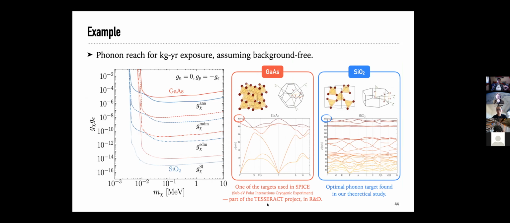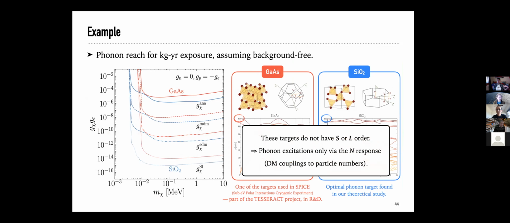Cool. So in terms of experiments, gallium arsenide is one of the targets used in the SPICE experiment, which is part of the Tesseract project that is currently in R&D that I mentioned earlier in this talk. Quartz has not been used in an experiment, but this is one material that we are proposing because we found it to have optimal sensitivity in our theoretical study. And indeed, we see the quartz outperforms gallium arsenide for all of these models.